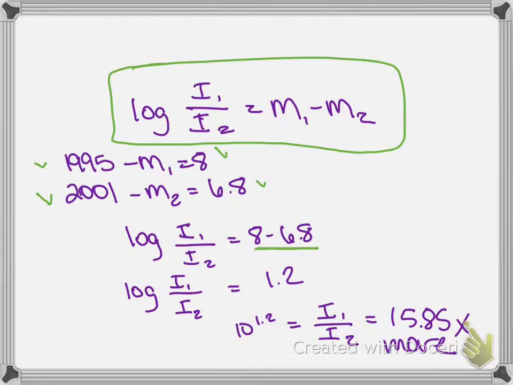And then we're going to rewrite this. When we rewrite it, we get 10 to the 1.2 is equal to whatever that ratio is. And we find out that the first earthquake was 15.85 times more than the second. So you'll find that as we do logarithms, there are lots of scientific applications. There are also a lot of finance applications that you'll see, and we'll be doing quite a few problems with those.